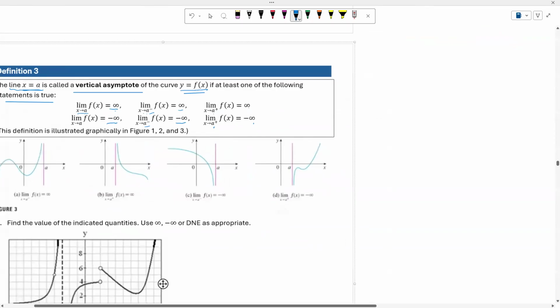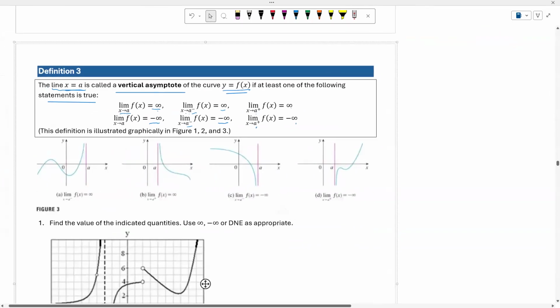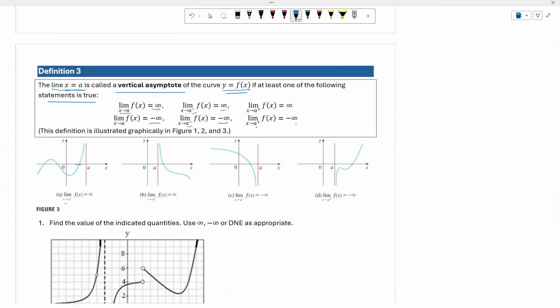So in this case, we could look at the following example. In the figure, as x approaches a from the left, the output goes to infinity. From the right, goes to infinity. From the left, goes to negative infinity, or from the right, goes to negative infinity. All of these situations tell me that we have a vertical asymptote at x equal to a.